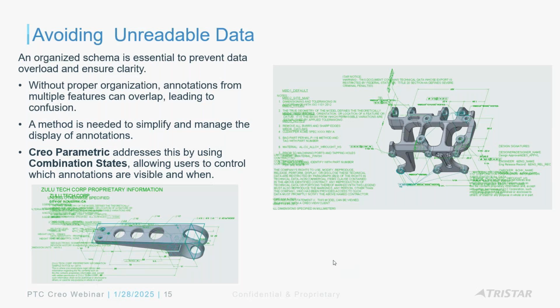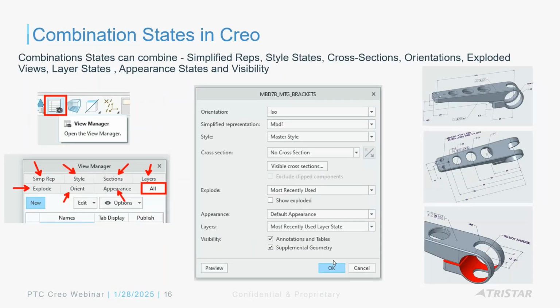And so the way we solve this problem is using combination states, right? Those are the combination states inside of Creo Parametric. Maybe I'll do a quick demo here in a second, but think of combination states as a way to combine your simplified reps, your exploded states, your styled reps, your orientations, your cross sections, your appearances, your layer state, right? You're including all that.